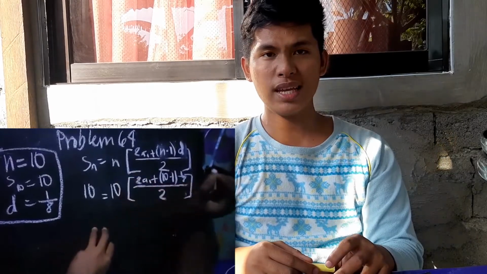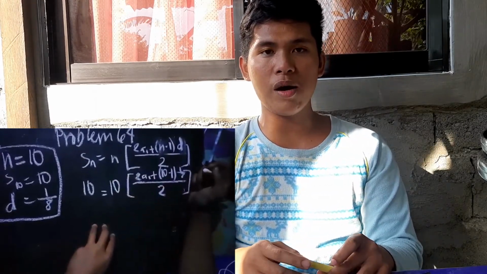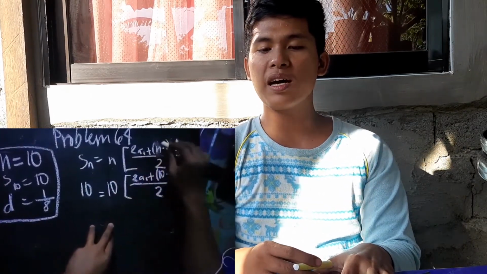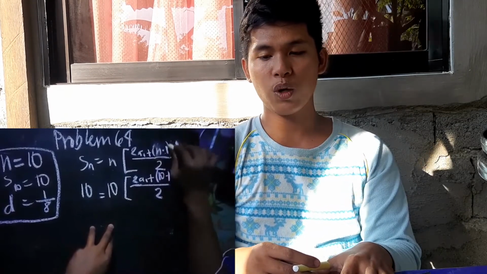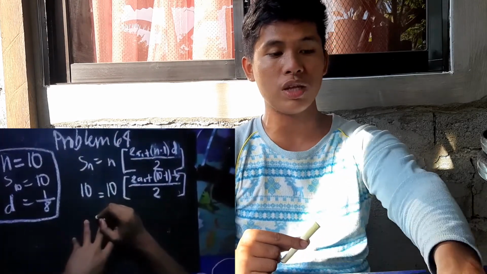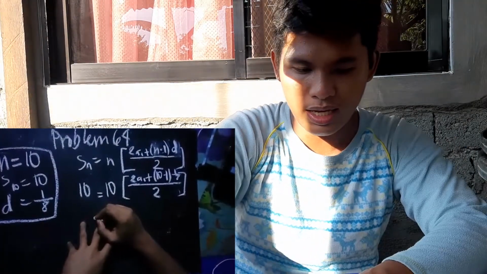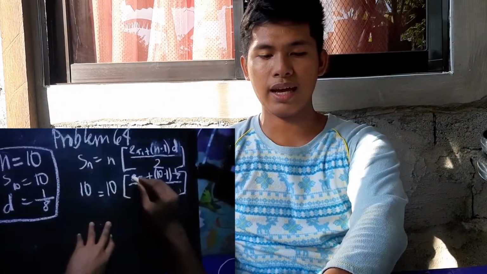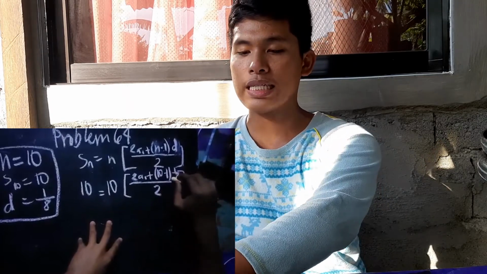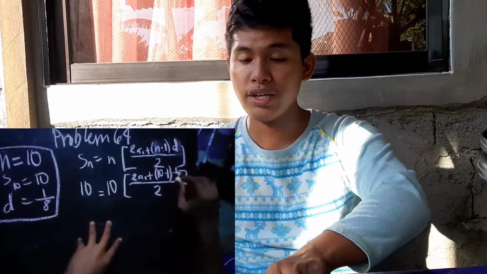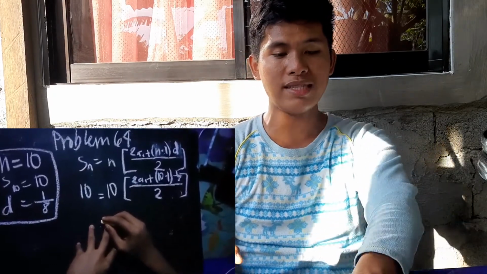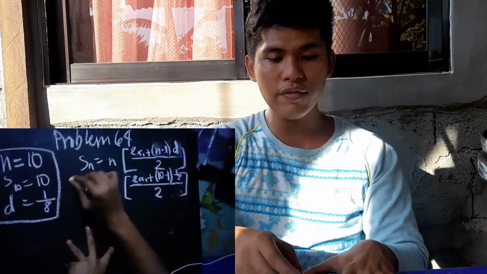So the problem uses an arithmetic sequence, and the equation would be like this: Sn is equal to n times the quantity 2a1 plus n minus 1 times d, over 2. So if you substitute this value, it would look like this: 10 is equal to 10 times the quantity 2a1 plus 10 minus 1 times 1/8, over 2. So first, we're going to divide both sides by 10 to cancel this 10. So 10 divided by 10 is equal to 1.